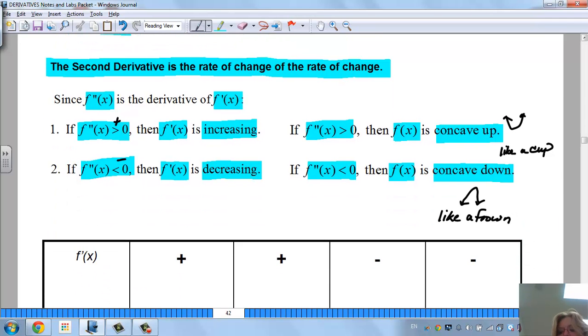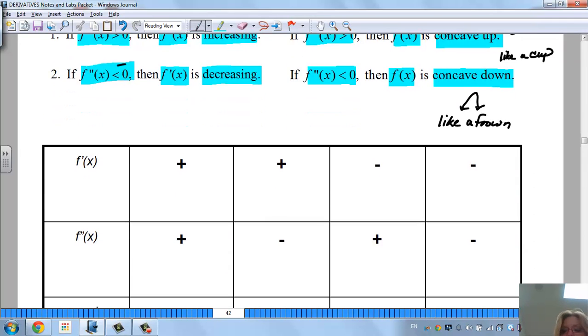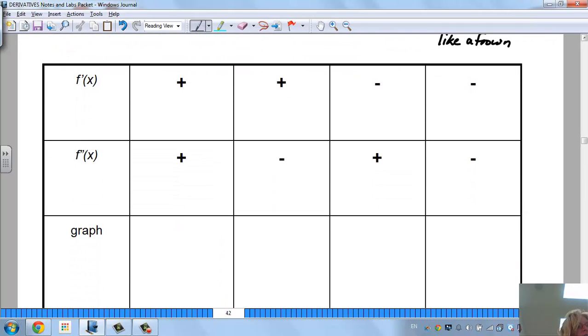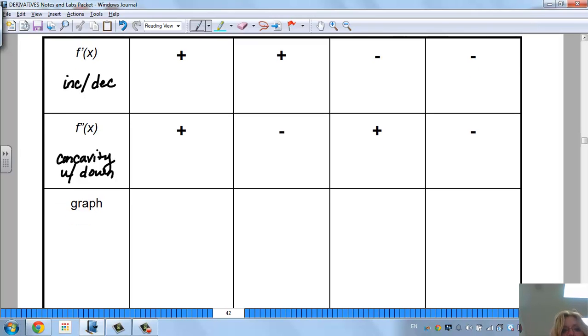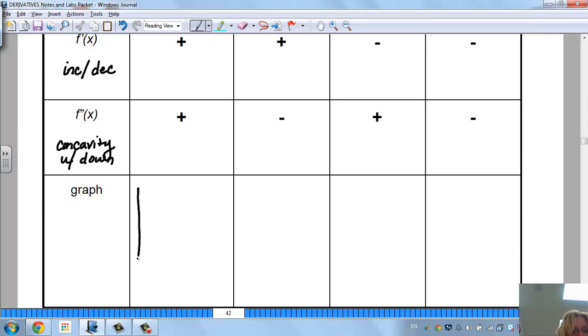On the bottom here, I have a chart that should look familiar to you. I'd like to go through this one more time with you. So here's our first derivative and our second derivative. Our first derivative has to do with the increasing or decreasing of my original function, and the second derivative with the concavity of my original function. It's either concave up or down depending on what the derivative is. If they're both positive, I'm going to do this in quadrant 1. That means my original function is increasing and it's concave up, so it would look like this.